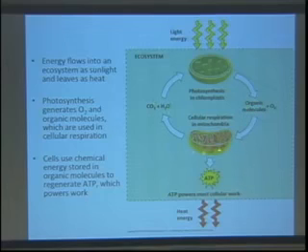And this is a constant cycle that's going on, right? So light energy enters the ecosystem, more complex molecules are synthesized, and then eventually they're broken down, and ATP is regenerated and used to power the work of the cell. And of course, this is not a perfect cycle, right? So heat is given off in the process.